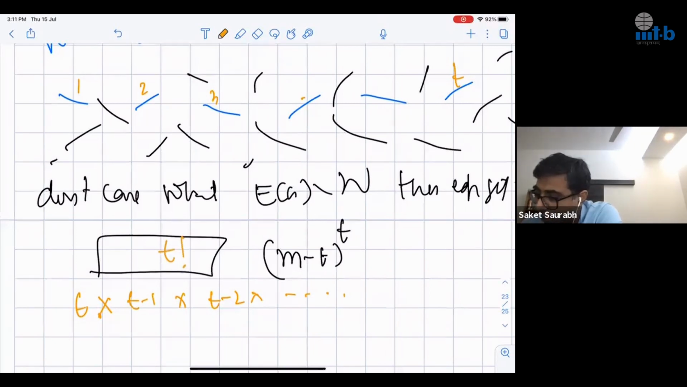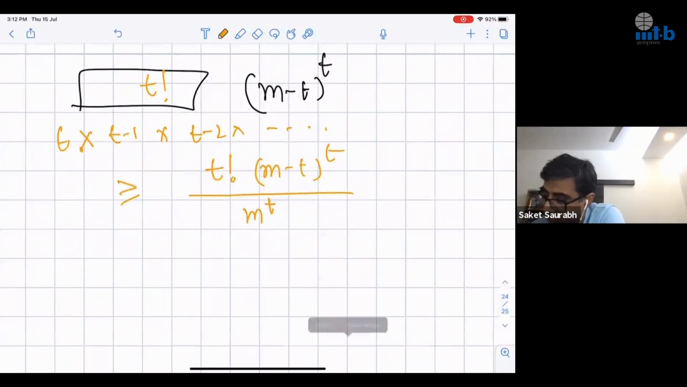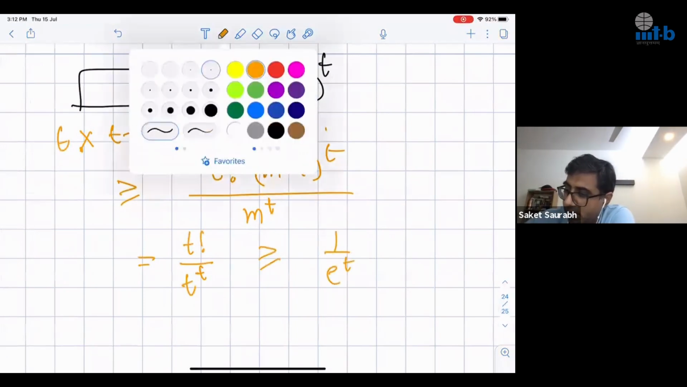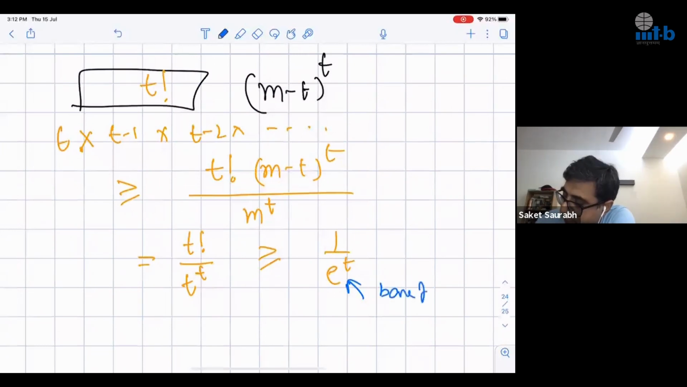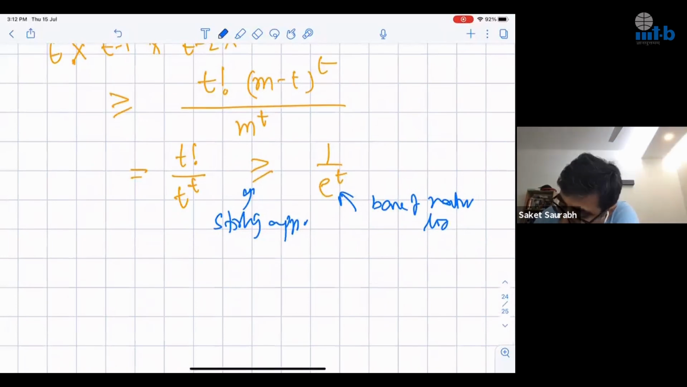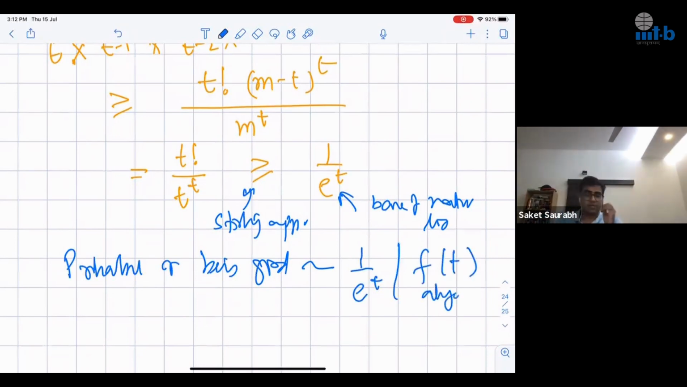Agreed? So now the probability is good colorings divided by T to the power M. So this is equal to T factorial divided by T to the power T. If you apply some known bounds, this is at least 1 over E to the power T, where E is the base of the natural log, and here I have used Stirling's approximation. So the probability of being good is about 1 over E to the power T, which is just a function of T alone, which is great for us. Okay, so we will worry about this.